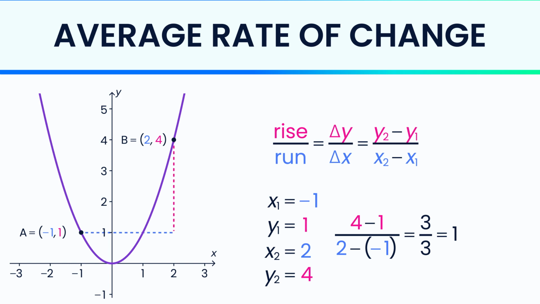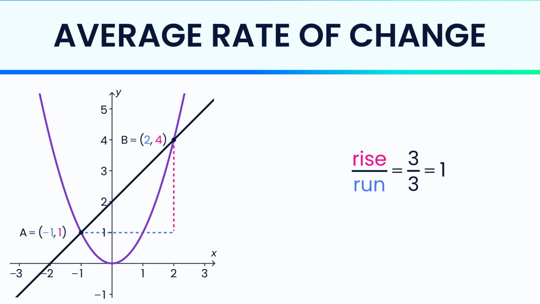For the function f of x equals x squared, the function value increases by 1 every time x increases by 1 on the interval between A and B. You can draw a secant between the 2 points to check that the slope of the line is 1.